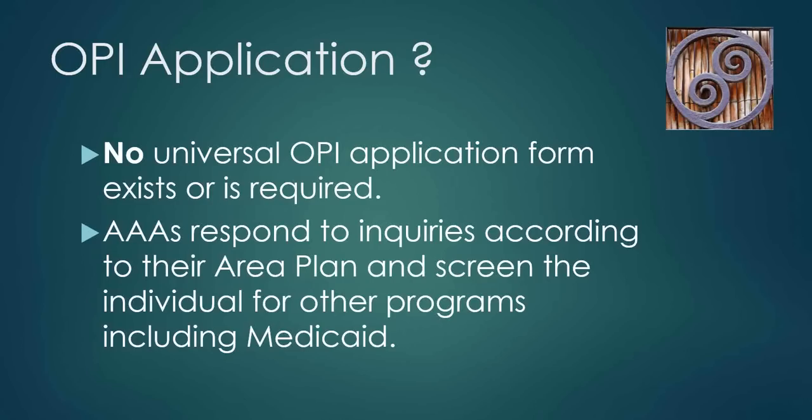Thank you for hanging in there with us. We have just a few more slides, and one is an OPI application. Is there such a thing? Well, there is no universal OPI application form, and AAAs respond to inquiries according to their area plan and screen the individual for other programs, including Medicaid. So there is not an application form for OPI. And a person's inquiry is taken care of in different ways according to the office procedure of the particular AAA.